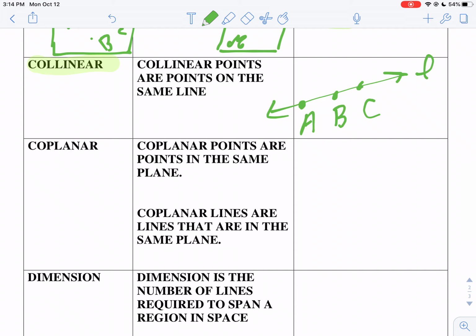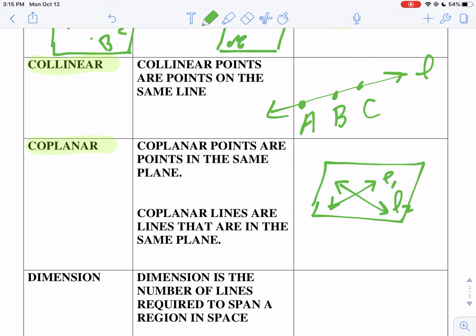Coplanar. Coplanar, again, co means together. So here you have lines that are coplanar. So that means that both of the lines are on the same plane or in the same plane. Okay. So for example, if I draw something like this, I could put line 1 and I could put line 2 crossing each other on the same plane. Okay.